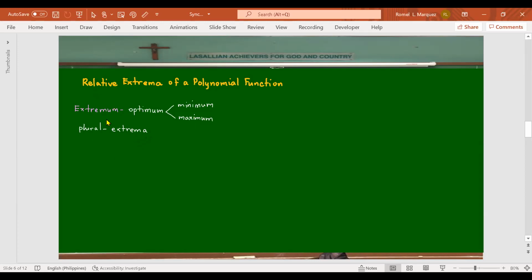So, relative meaning neighboring. What does relative mean? Neighboring. Guys, tama ba spell ng neighbor ko? Yes, sir. Tama. Neighbor. Parang walang you. Sir, it depends on what English language you're using, whether British or... We are using English supposed to be.